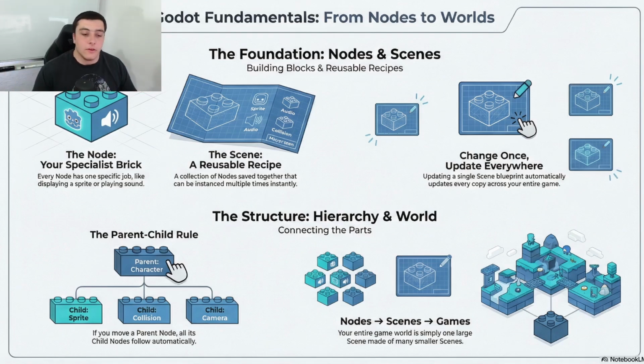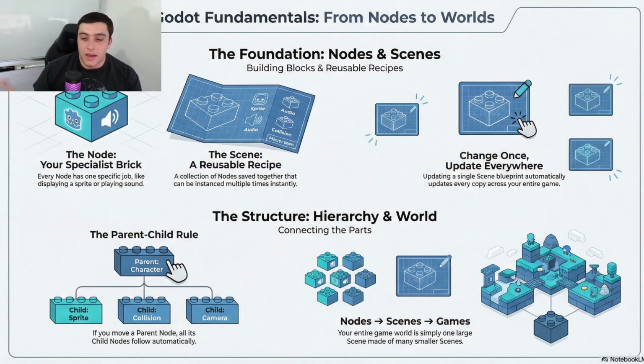And then you've got children that are the ones that follow the parent around all the time. So, for example, you've got the parent character. Then you've got the parent sprite, which is just the looks of a character. Then you've got the child collision, the child camera. So when you move your character, the camera, the collision shape, and the sprite will all follow along. So if you move a parent node, all of its child nodes will follow automatically. So, yes, I hope that makes sense.